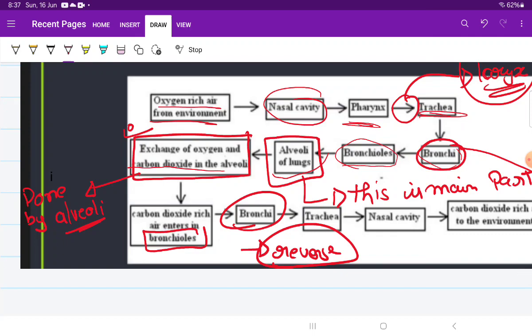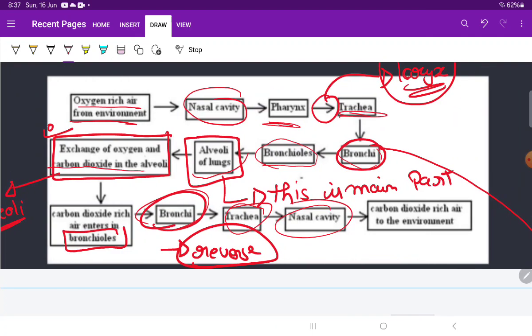Then the same process takes place in reverse: bronchi, then the trachea, then nasal cavity, then out of the body. This is the reverse form. I have told it here also.